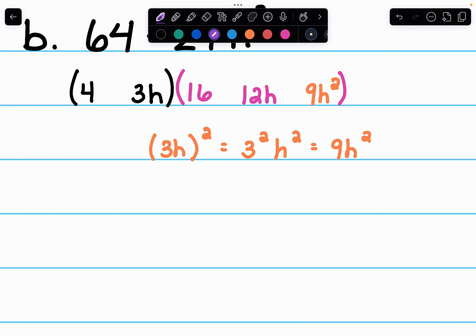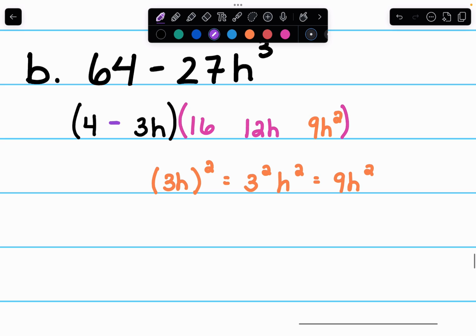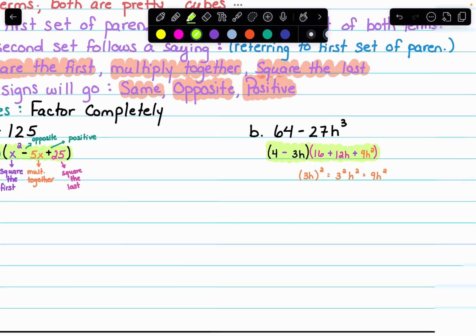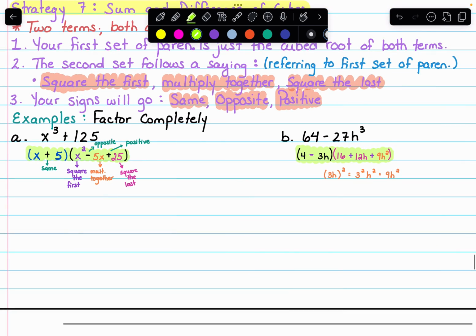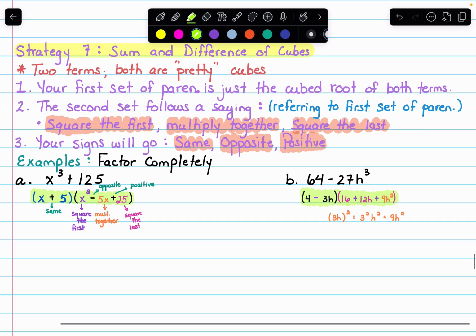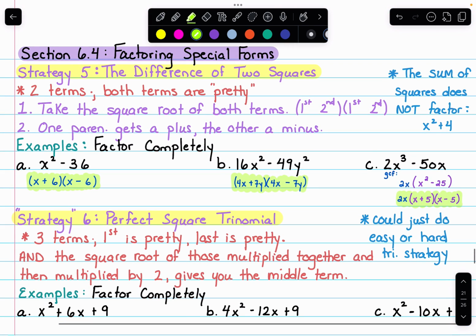And then my signs. Same, opposite, positive. Just like that. Okay? Square the first, multiply together, square the last, same, opposite, positive. That's what you got to remember for the sum and difference of cubes. Difference of squares, all I got to do is take the square root of both. One gets a plus, one gets a minus. Okay?